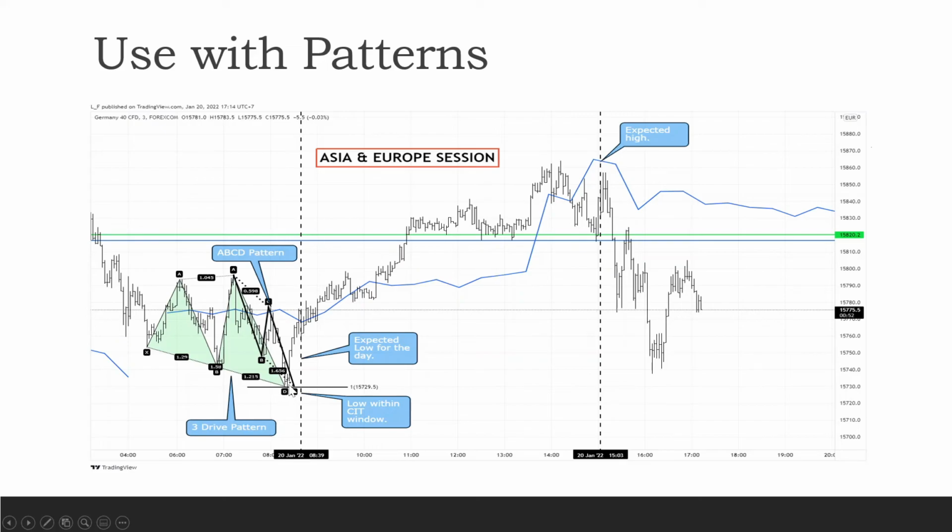And as you can tell, this one, it was within 10 minutes of the expected low. So good place to get in, and it moved up pretty much to the expected time. So that would have been a good trade, and that was the expected high, and it fell away from there. That was around the open of the Europe session.